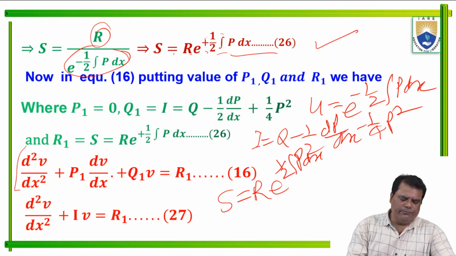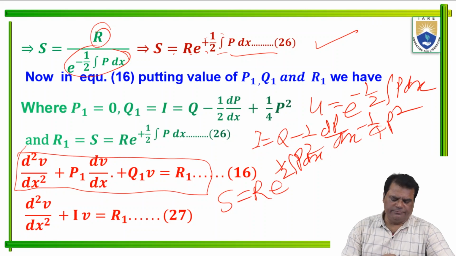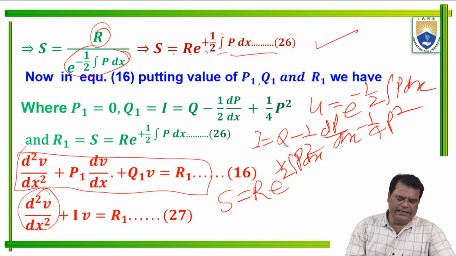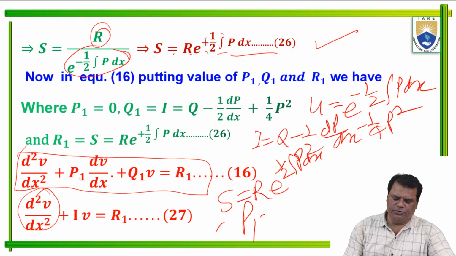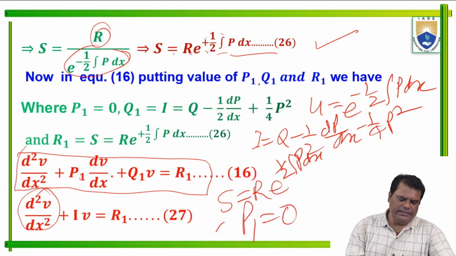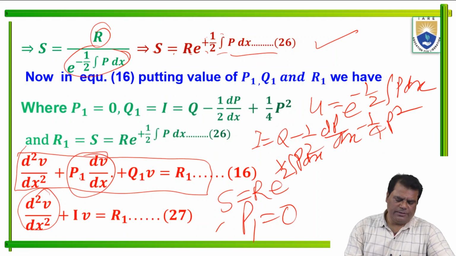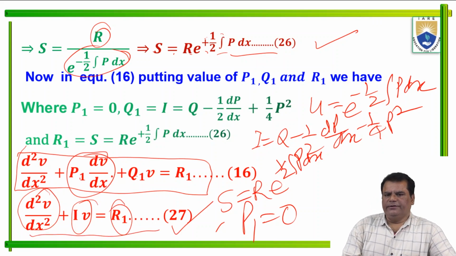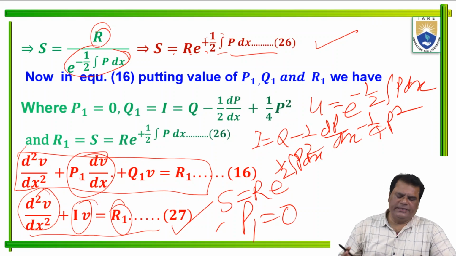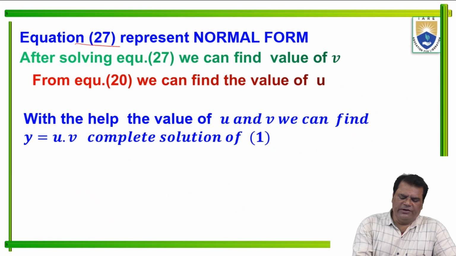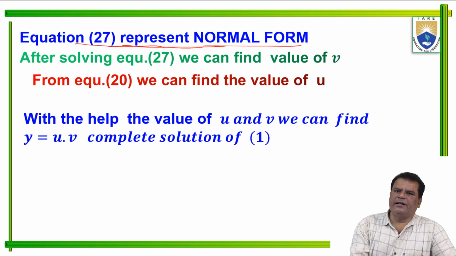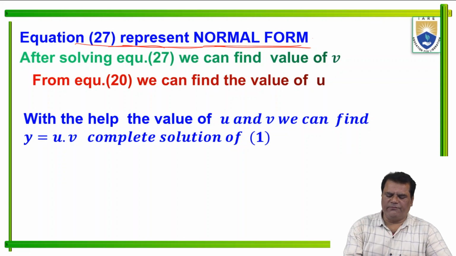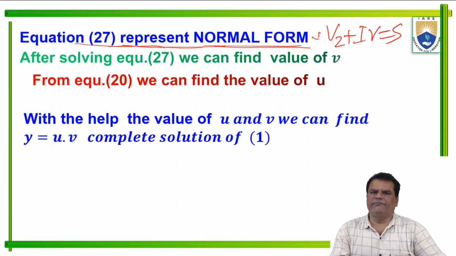So finally, putting the values of P1, Q1 and R1, we get here d2v over dx2. P1 is 0 here; we have already considered that. So this term is removed from our equation. And Q1 is I, then Iv equal to R1. This is equation 27. So this equation is second order in v. Equation 27 is known as the normal form: d2v plus Iv is equal to S. This is known as a normal form.